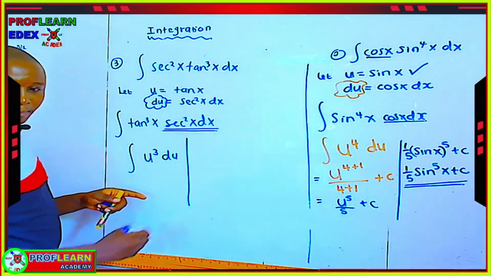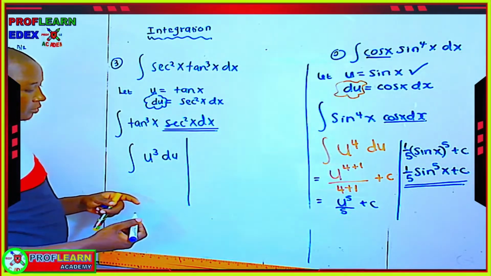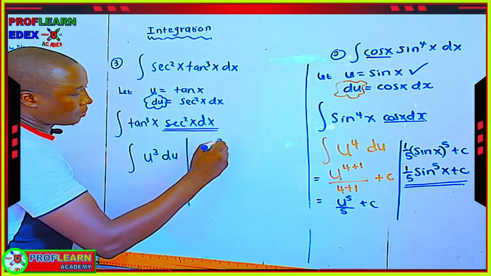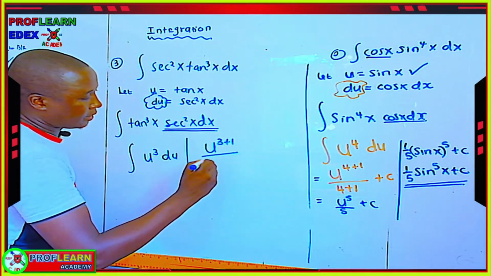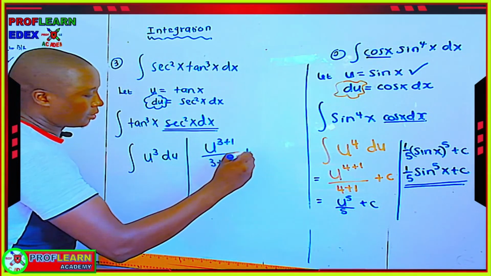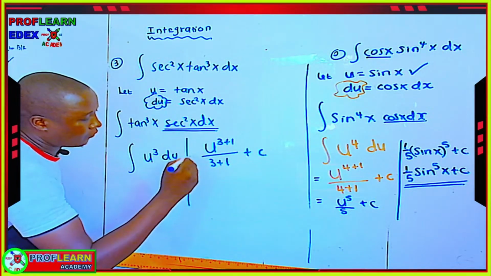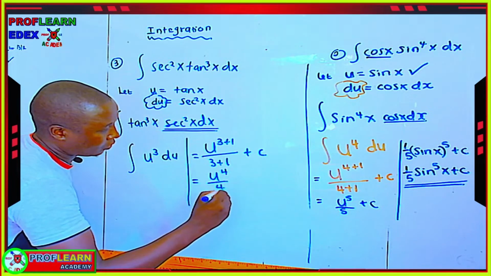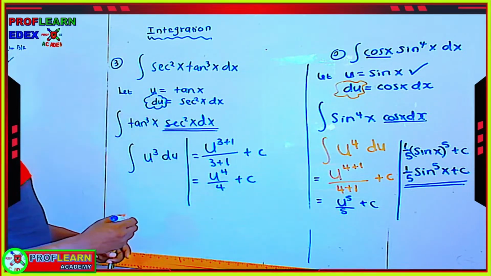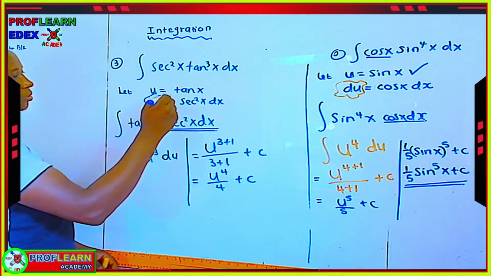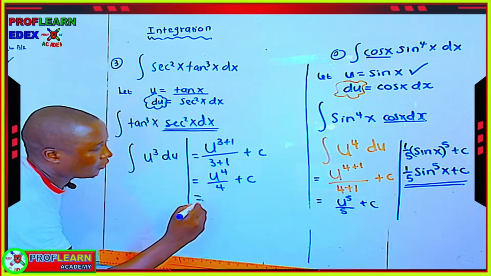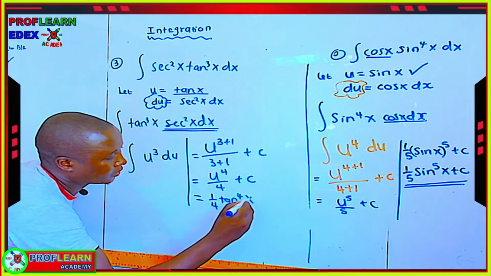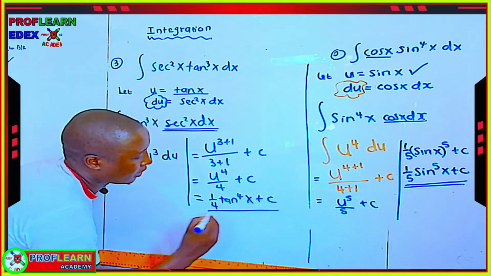Then we can now perform the normal integration technique. So this is going to be u raised to power 3 plus 1 over 3 plus 1, then plus c. Finally, this becomes u raised to power 4 over 4 plus c. But remember, our u was what? Tan x. So our final answer becomes 1 over 4 tan raised to power 4 x, then plus c, like that.